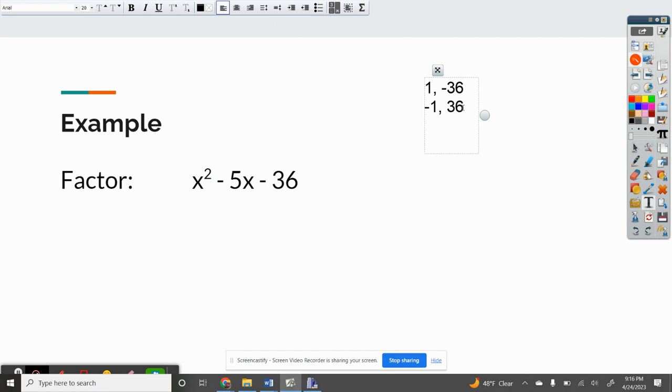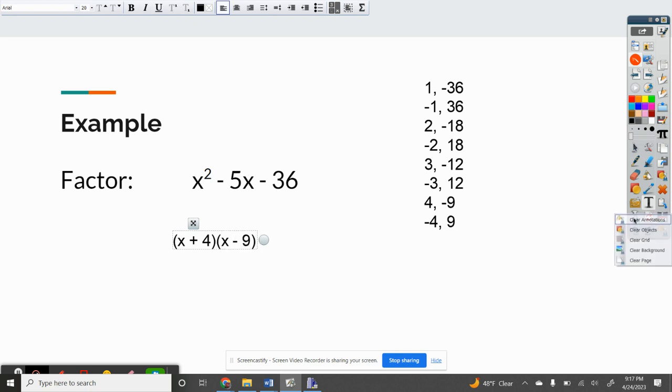Okay, and then would be 2 and negative 18, negative 2, positive 18. There's too many factors. 3 and negative 12, negative 3, positive 12. 4 is a factor too. Negative 9, negative 4, positive 9. And to be honest, I'm going to stop because I already found the answer there. But 6 and 6 are the other two factors. I stopped because 4 plus negative 9 is negative 5, and that's the number that I needed. So I know that my factors are x plus 4 and x minus 9.